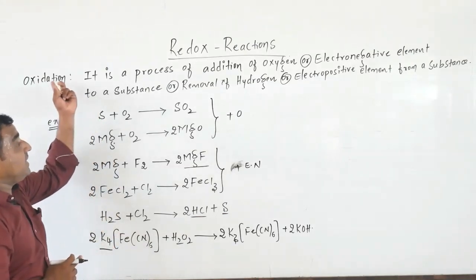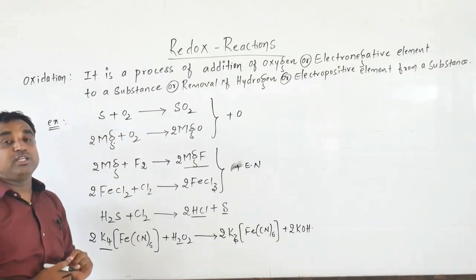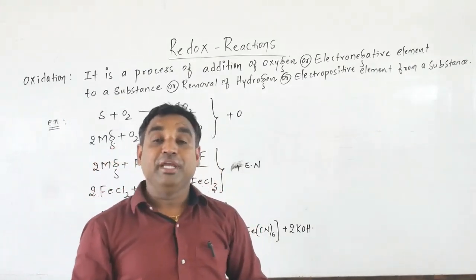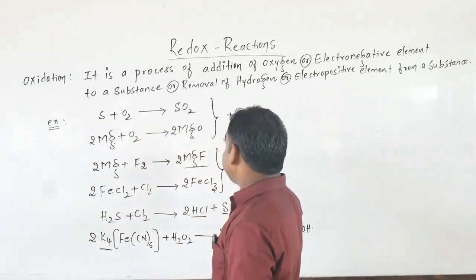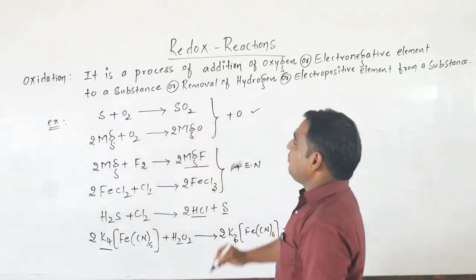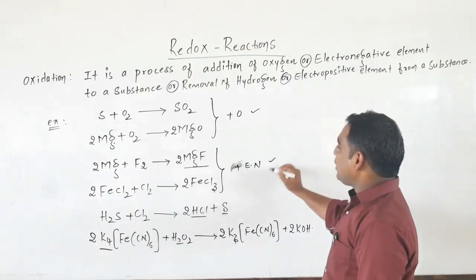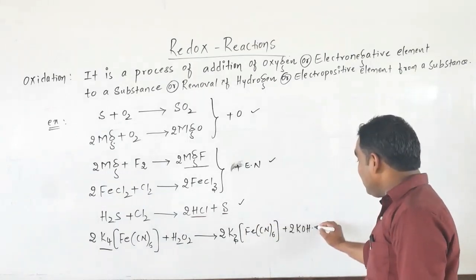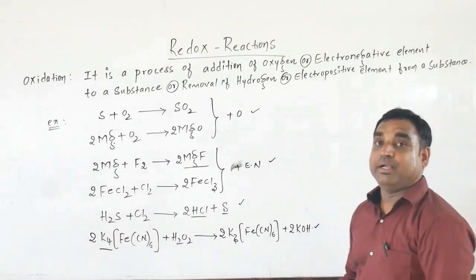Hence that is called oxidation. This is one of the classical methods of oxidation. Addition of oxygen, as we were discussing, and addition of an electronegative element, and removal of hydrogen or removal of an electropositive element.